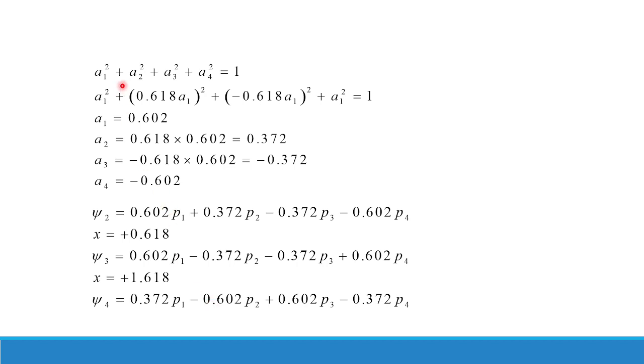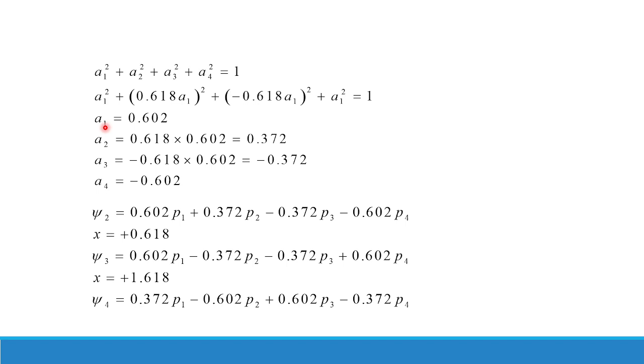Now again the normalization condition. So a1 square plus a2 square plus a3 square plus a4 square is equal to 1. So a1 square plus a2 is 0.618 a1, a3 is minus 0.618 a1, and a4 is minus a1 whole square. Since a1 is equal to minus a4, if we do it, it's a square, then it would be equal to a1 square, that would be equal to 1.